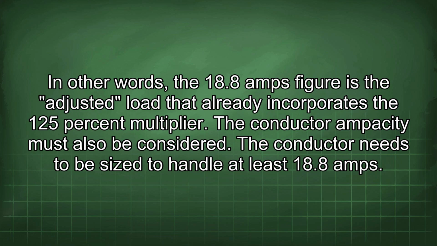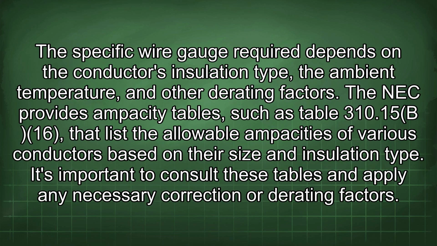The conductor needs to be sized to handle at least 18.8 amps. The specific wire gauge required depends on the conductor's insulation type, the ambient temperature, and other derating factors. The NEC provides ampacity tables, such as Table 310.15(B)(16), that list the allowable ampacities of various conductors based on their size and insulation type. It's important to consult these tables and apply any necessary correction or derating factors.